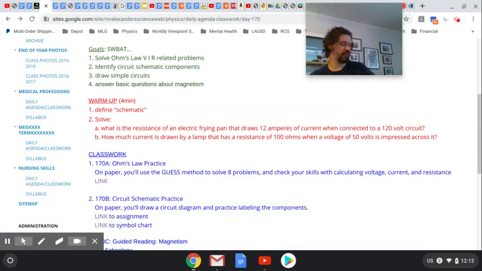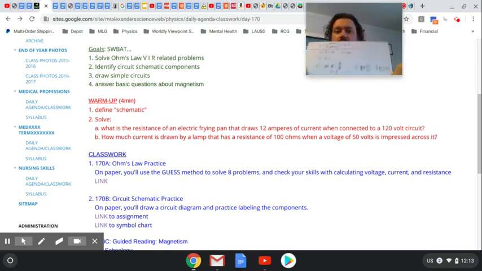Okay, so let's answer these two questions. I've got the answers here. So what we're working with is this equation, which is Ohm's law, and it says that current, I, is equal to voltage divided by resistance. And what does that mean? Well, remember, voltage is pressure and resistance is friction, and current is flow. So think of it as the harder you push, the more things flow, right?